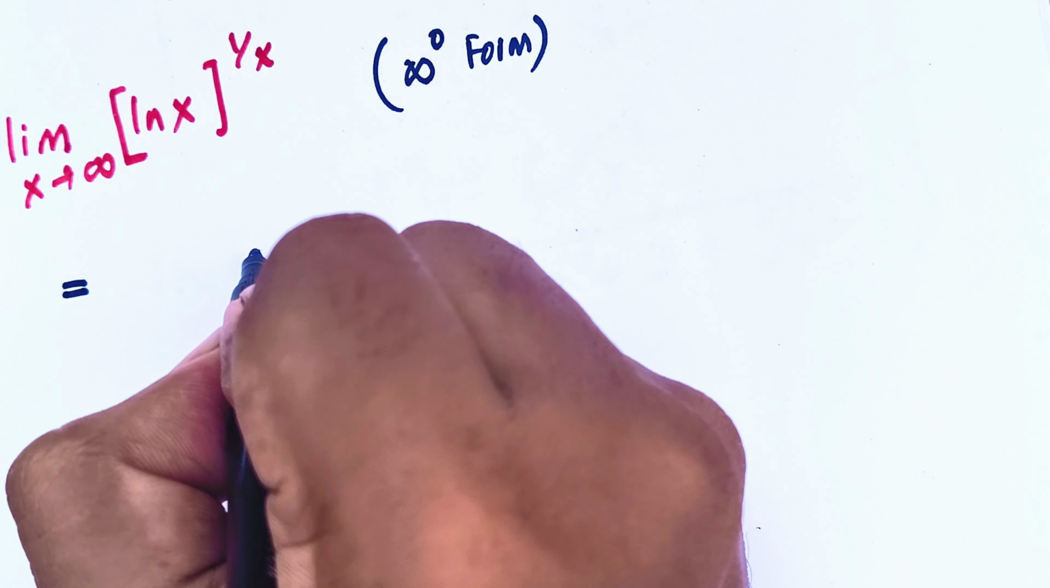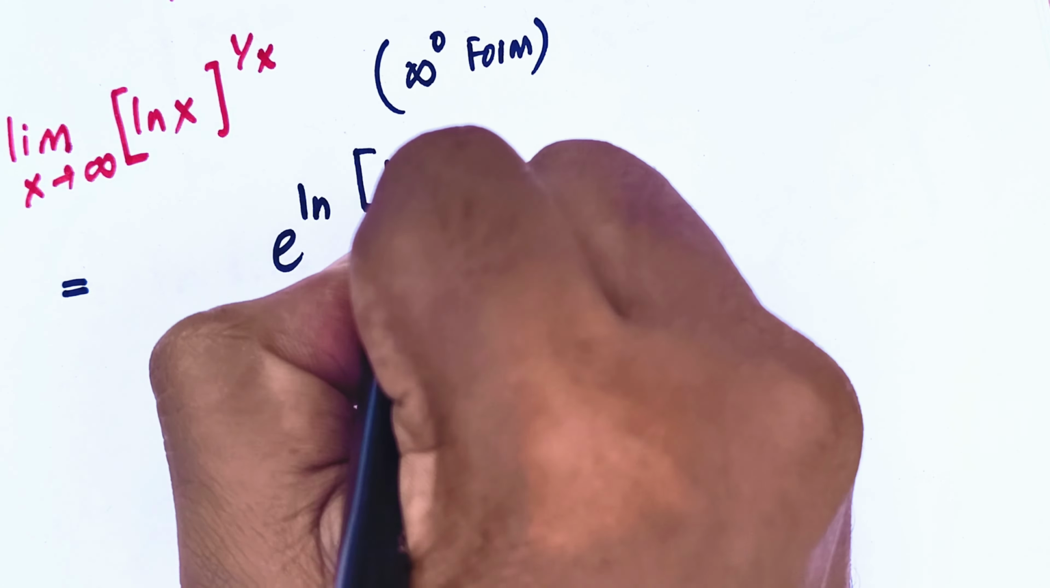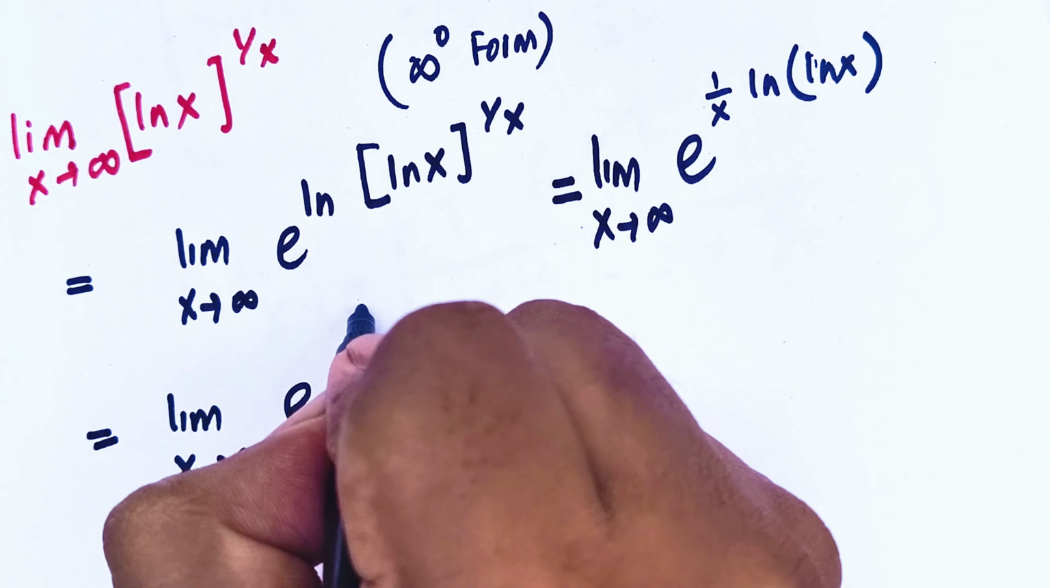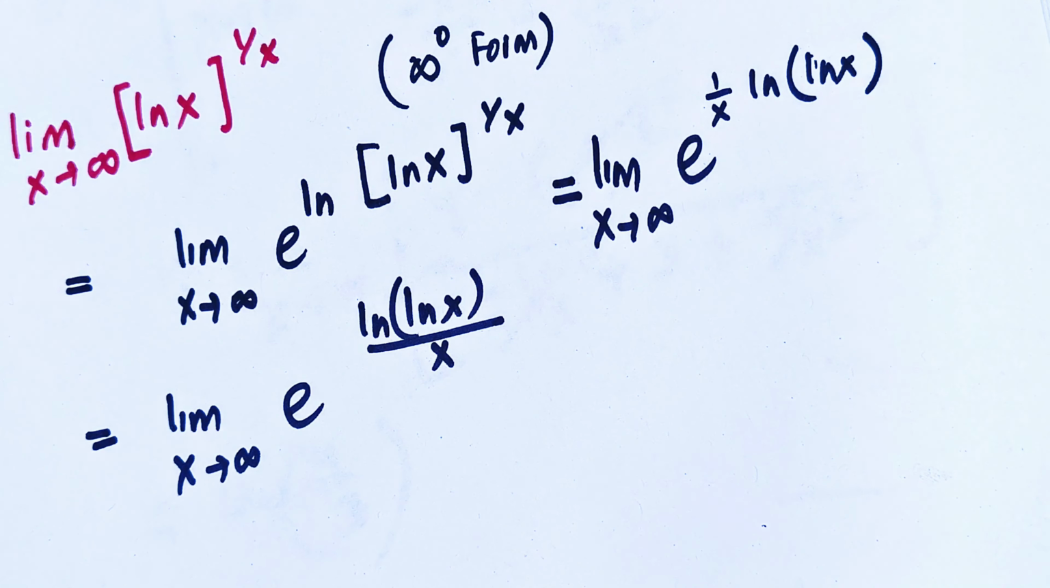What we will do is write e to the power ln of that whole thing, (ln x) to the power 1 over x. Then we will take the 1 over x outside of the logarithm. Limit as x goes to infinity, then 1 over x times ln of ln x. And next, we will send the 1 over x to the bottom by making it reciprocal, and its reciprocal is x. Then take the limit inside, so we have ln(ln x) over x.